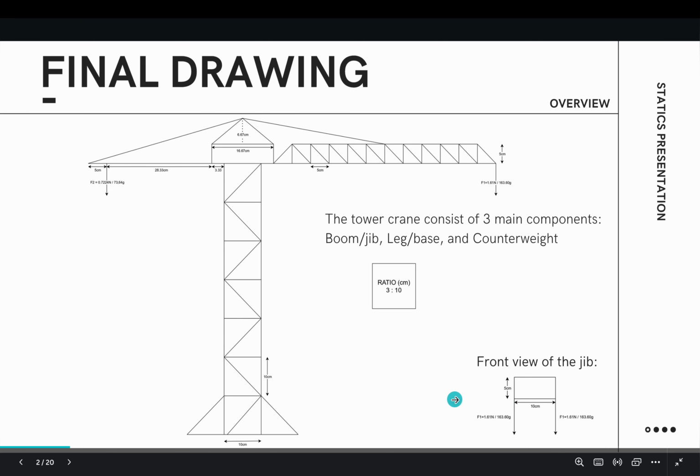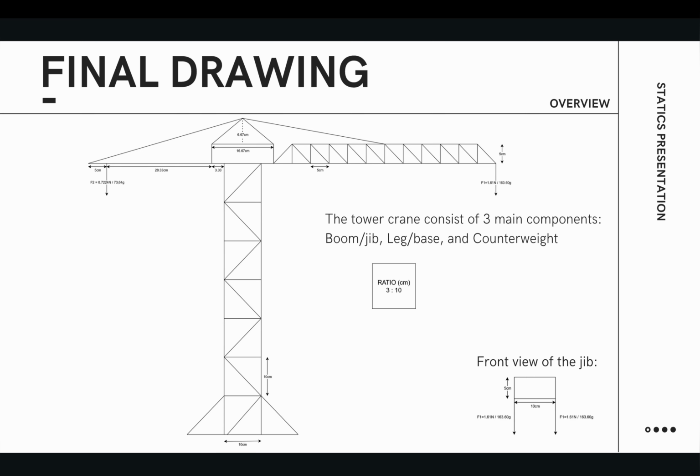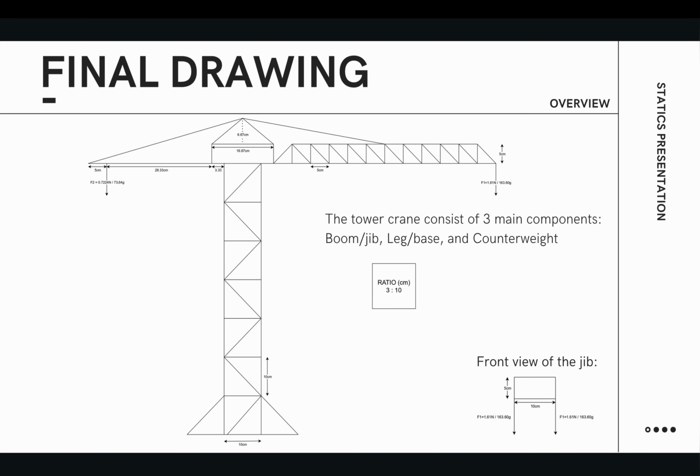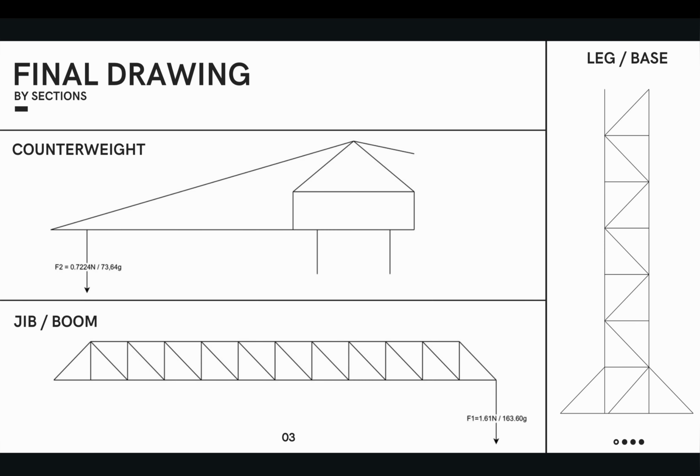If you look at the front view of the jib, it has a width of 10 centimeters. Why? Because we follow the width of the base. Since the width of the base is 10, the width of the jib is also 10. So here are the drawings by section.